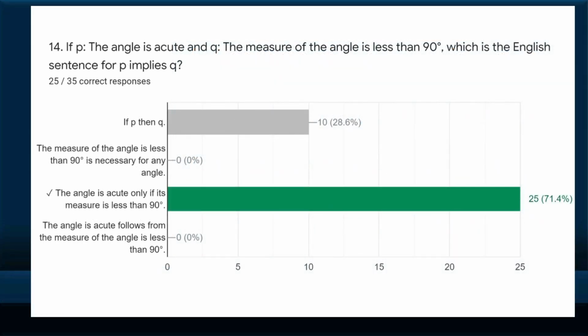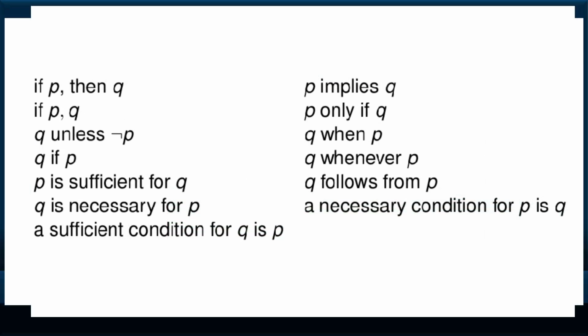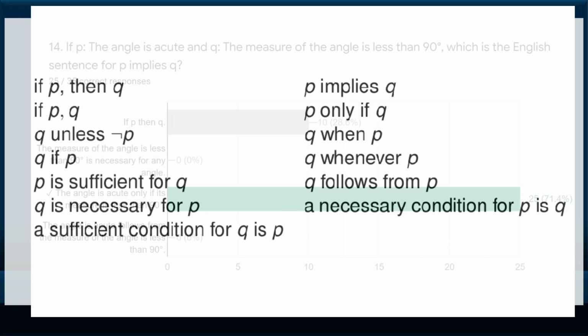If P is the statement, the angle is acute, and Q is the statement, the measure of the angle is less than 90 degrees, which is the English sentence for P implies Q. Many of you answered the first one, if P then Q. But when we speak of English sentence, we need to replace the variables P and Q with their corresponding English sentences. And so the correct answer should be the third choice. The angle is acute only if its measure is less than 90 degrees. Take note that there are variants on how you're going to express the implication. It's a long list of ways of expressing an if-then statement.